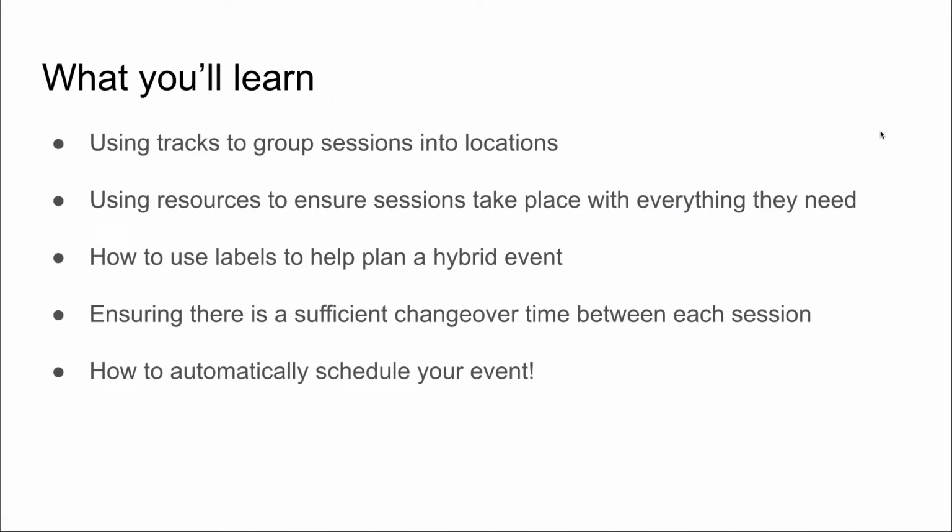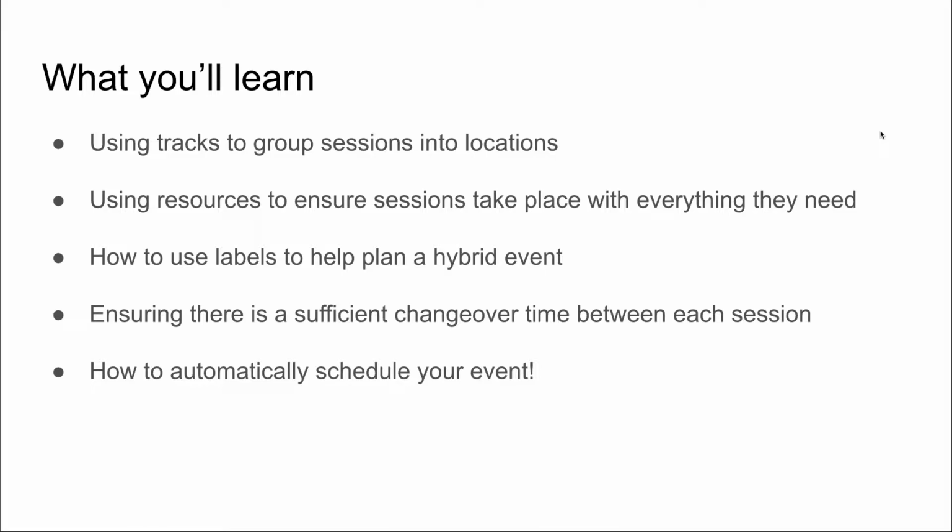Specifically, we're going to take a look at a few core components, such as how you can use tracks to group sessions in locations, say to keep a location on a particular theme, how you can use resources to ensure that your sessions take place in locations that have those resources that they'll need, how you can use labels to help plan a hybrid event, and how to ensure there's sufficient changeover time between each session to make sure your attendees have got time to get from one place to the next. And we'll also take a look at how Lineup Ninja can make all of this happen automatically for you.